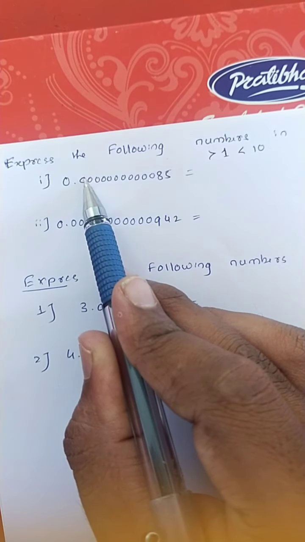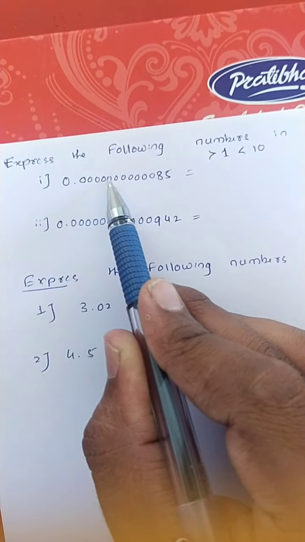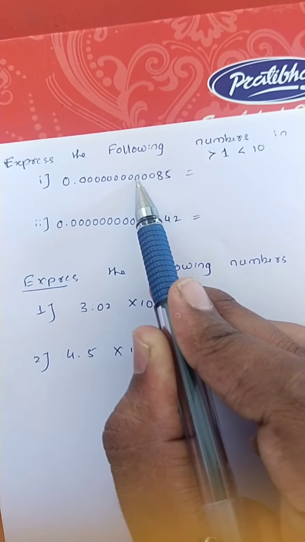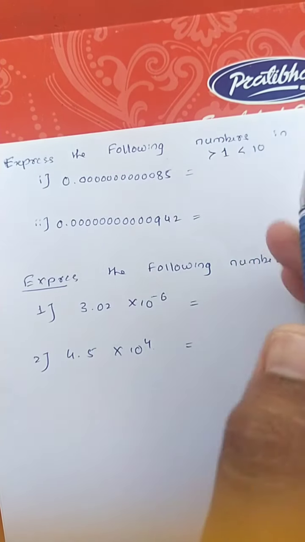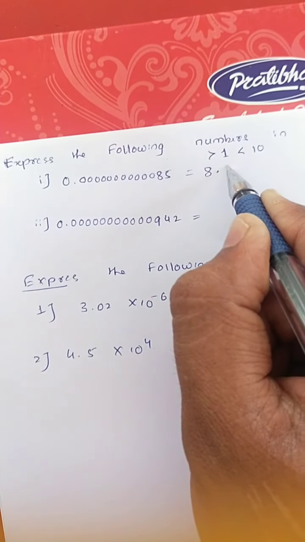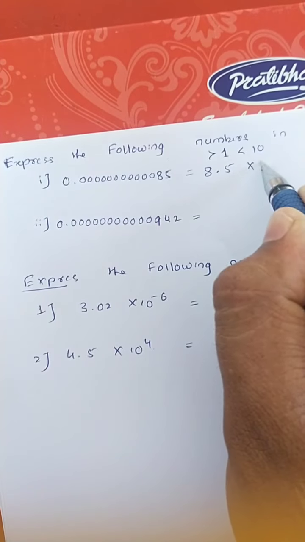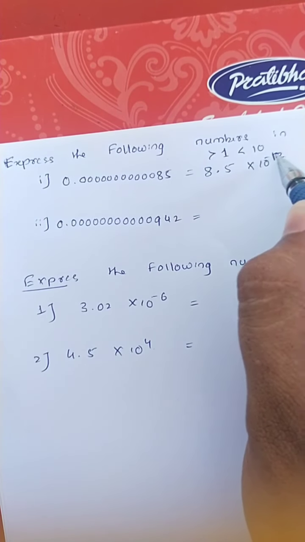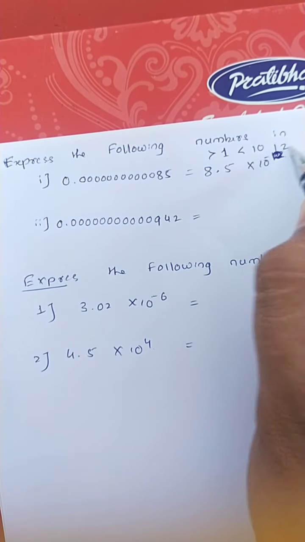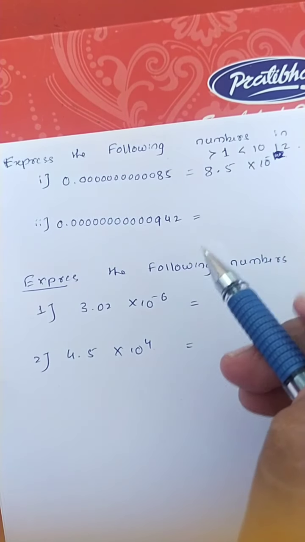So this is how many zeros? 1, 2, 3, 4, 5, 6, 7, 8, 9, 10, 11. So this is 11 and this is 12. So I can write the standard form as 8.5 into 10 raised to minus 12. So this is the standard form.